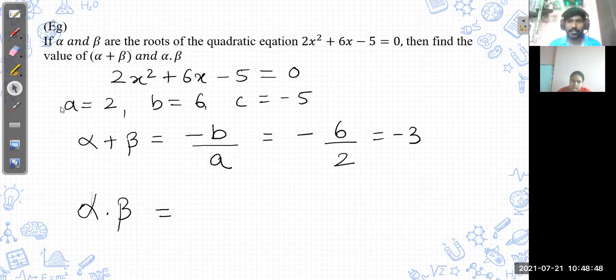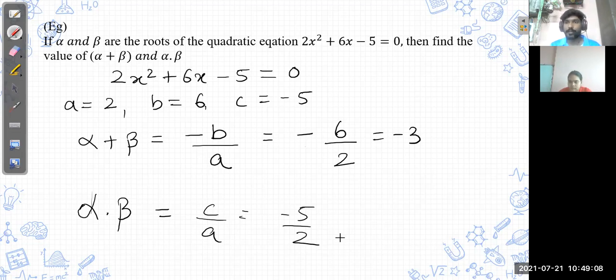Yes, sorry. The product of the roots is minus 5 upon 2. Yes, that formula was C upon A, so minus 5 upon 2. These are the two main formulas. These are called relationship formulas, that is, the relationship between the roots formulas. And the two main ones are sum and product.